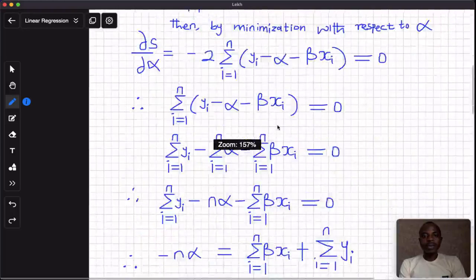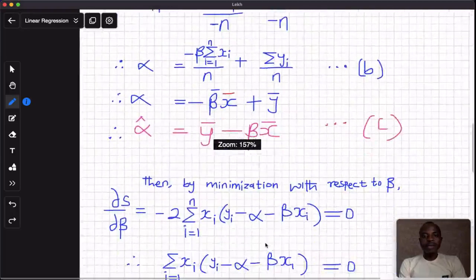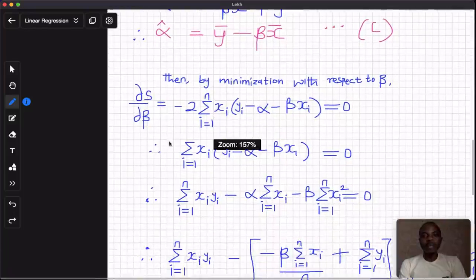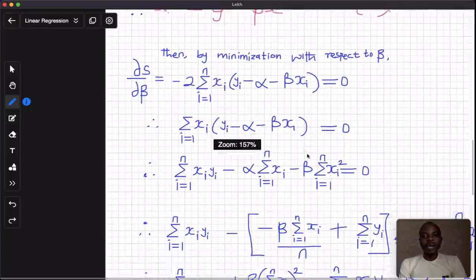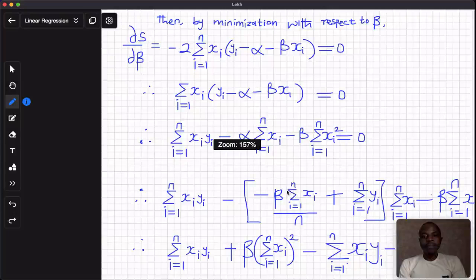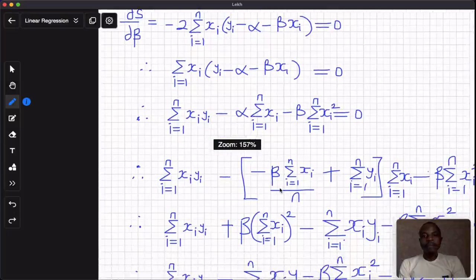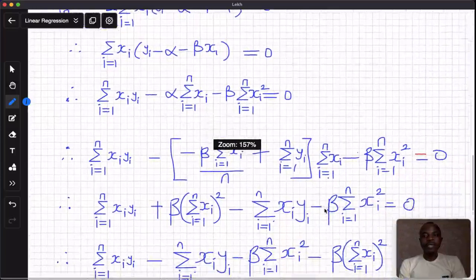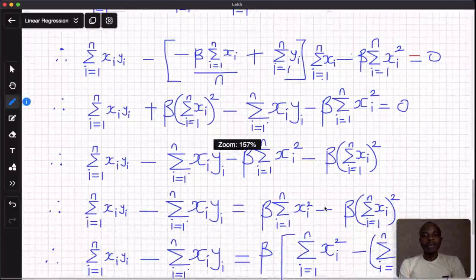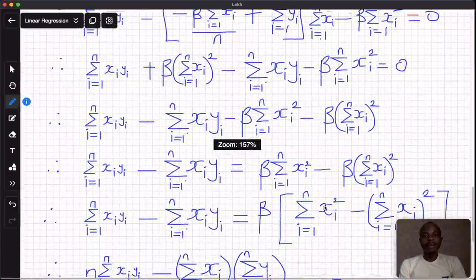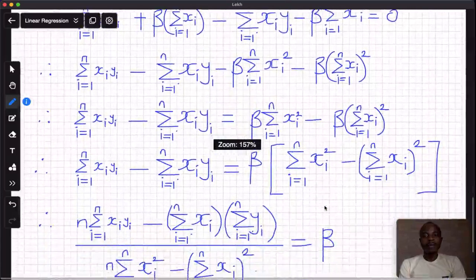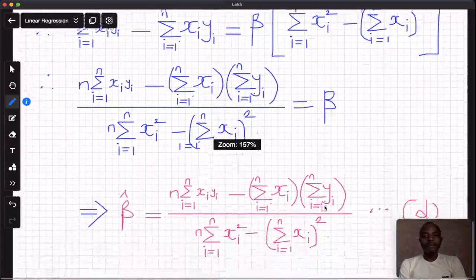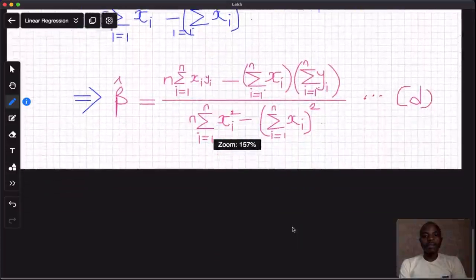All right, so we go on, and then we've obtained that of alpha. Now doing your mathematics again, you minimize with respect to beta. That means you do a partial derivative with respect to beta, and then you equate it to 0. And that way you continue doing all the mathematics there. As you continue, at the end of the day, you get beta to be equal to what we have on the board.